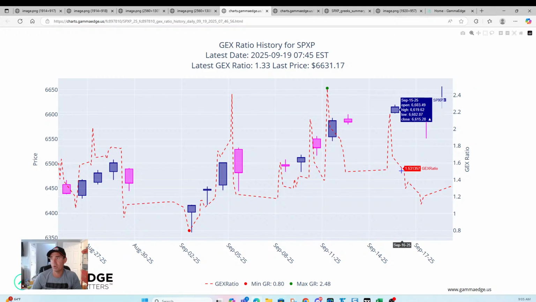Now, we did see a drop compared to the previous days. So we hit a local peak there of 2.2, and then we've been dropping ever since. And then we hit a low here of 1.1, and now we're slightly rising back to the upside.